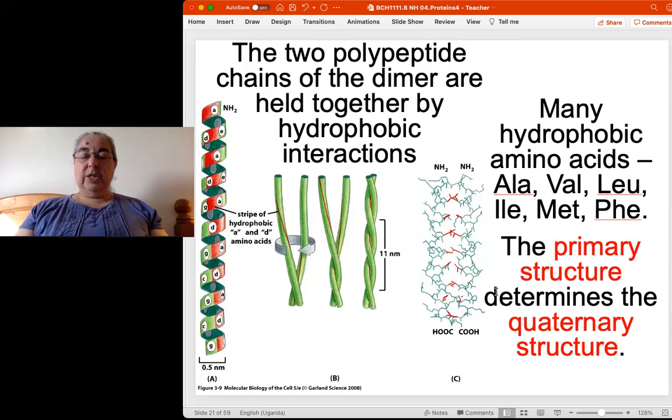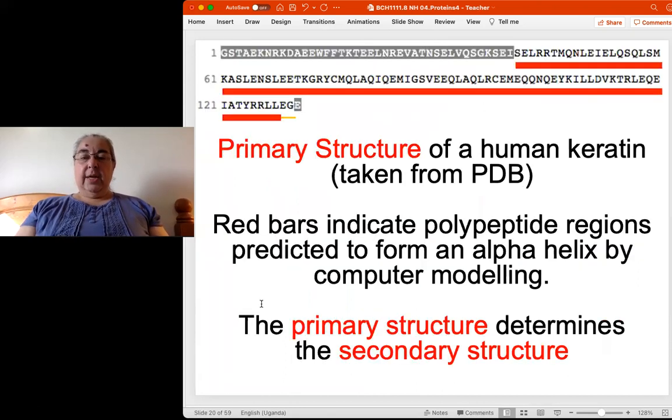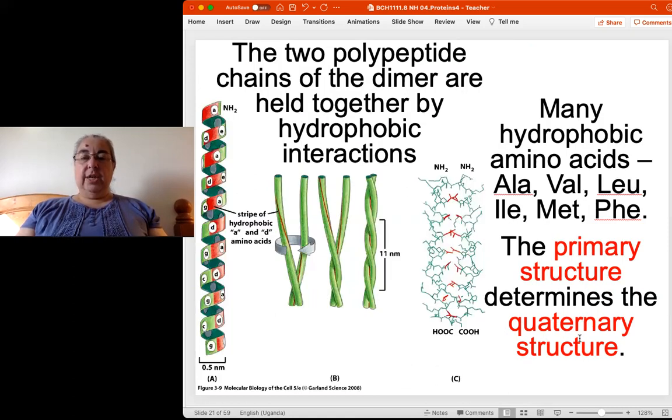The primary structure determines, the primary structure makes the quaternary structure. The interactions between the two subunits happen because of the positioning of hydrophobic amino acids in the primary sequence. Okay, so primary structure determines secondary structure, primary structure determines quaternary structure.